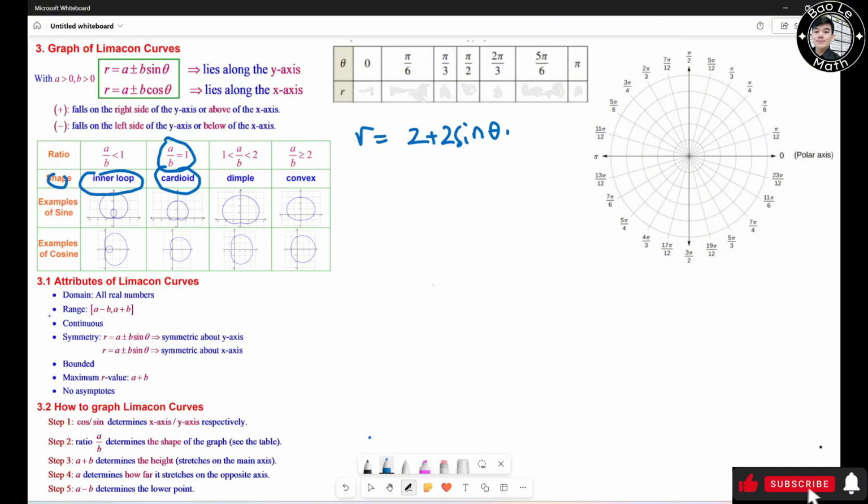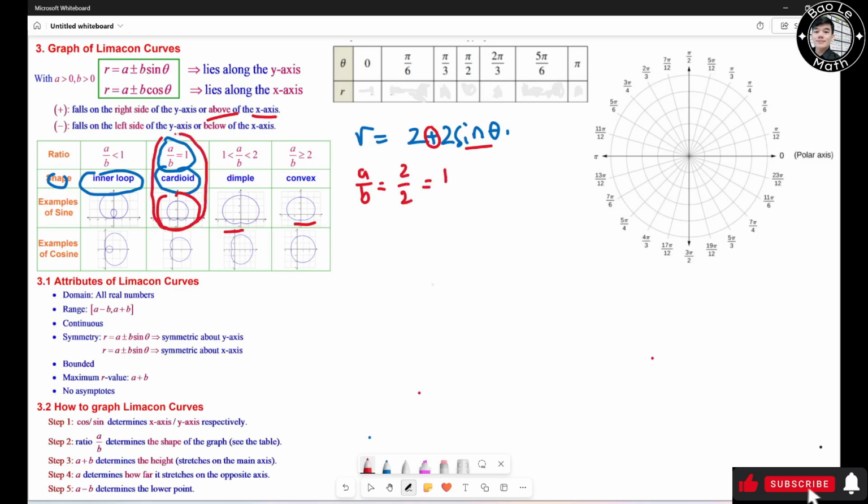Alright, so we just do exactly the same thing as we did before. We know that we have the plus sign right here and sine theta, right? So it's gonna fall above the x-axis, right? So it's gonna be something like this, or like this, or like this, right? Now next one, we're gonna check the ratio of a and b. So a divided by b is gonna be 2 divided by 2, which is 1, right? So it falls into this case right here.